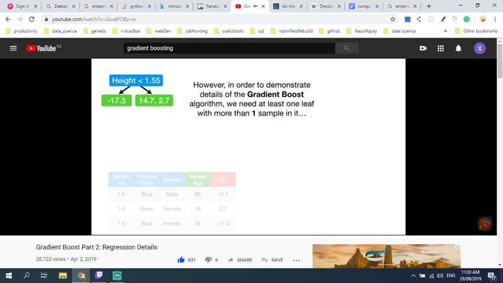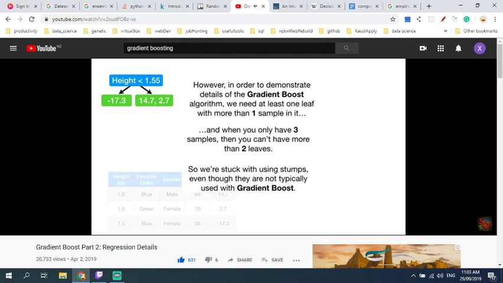Yes, I know this is just a stump, and Gradient Boost almost always uses larger trees. However, in order to demonstrate the details of the Gradient Boost algorithm, we need at least one leaf with more than one sample in it. And when you only have 3 samples, then you can't have more than 2 leaves. So we're stuck using stumps, even though they are not typically used with Gradient Boost.